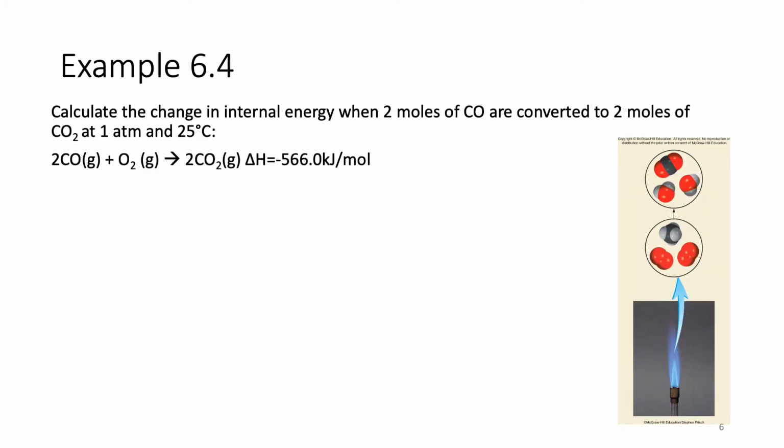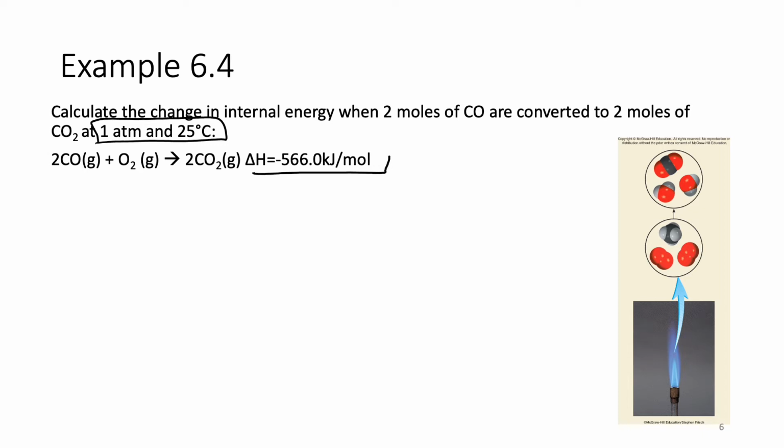So let's go ahead and do a quick calculation and get through this. It says, calculate the change in internal energy when 2 moles of carbon monoxide are converted to 2 moles of carbon dioxide at 1 atmosphere and 25 degrees Celsius. If you remember in chapter 5, our standard temperature and pressure conditions were 1 atmosphere and 0 Celsius. In this chapter, standard conditions are 1 atmosphere and 25 degrees Celsius.